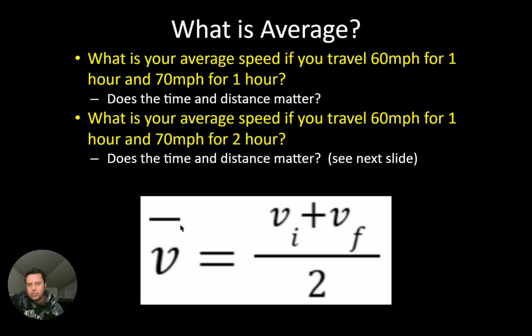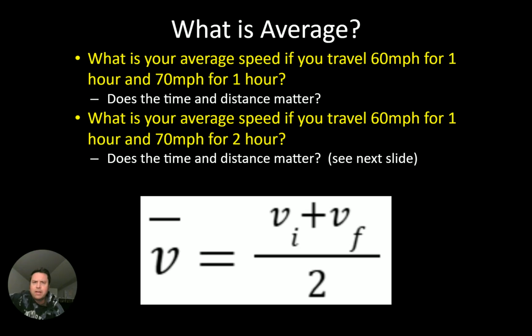Anytime you see a variable with just a bar over it, they're telling you that that's average speed. It's not initial or final. If you see a variable like this v here with an i, that's initial. I is initial. If you see a variable with an f, that's final. So this v does not have either. It has a bar. It's telling you that it's average. So anytime you don't see a little subscript i, f, or anything for that matter, it's an average.